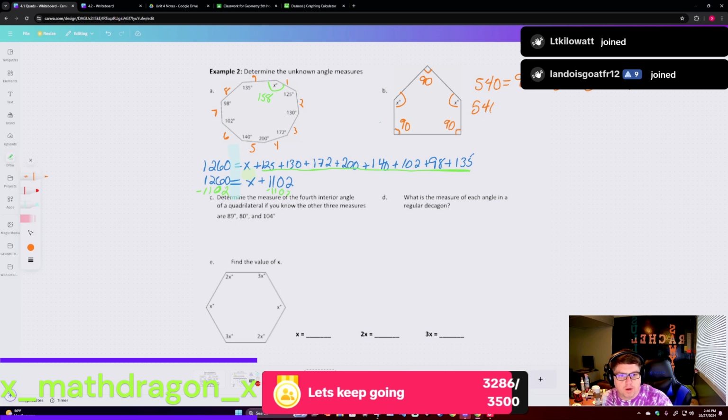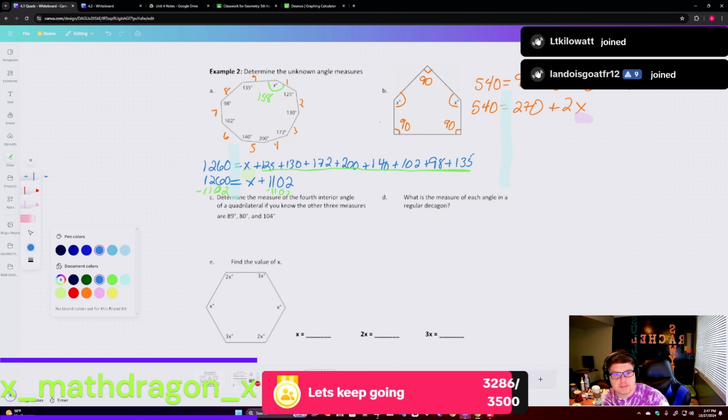Now, do we have to write all that out? I kind of think you should, but if you want to go 270 plus 2x, that's okay. But I want you to understand where everything's coming from. So by writing it all out, you're organizing your brain to show where everything's coming from.